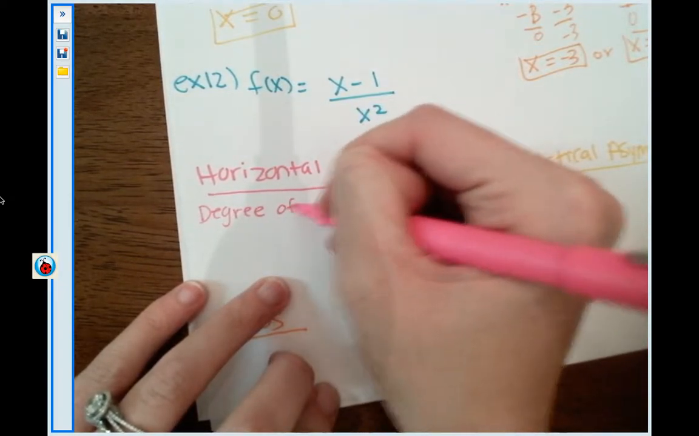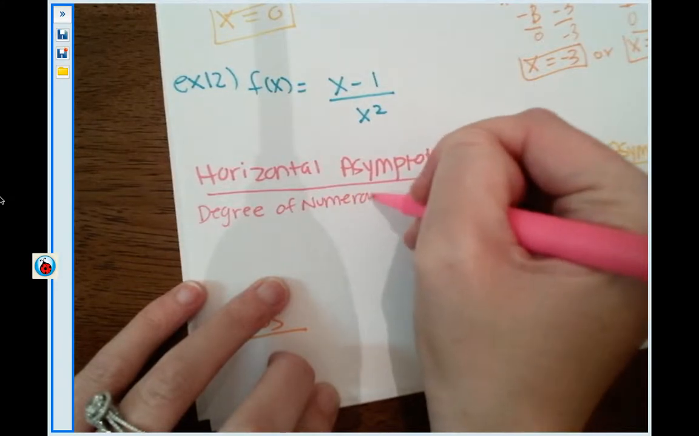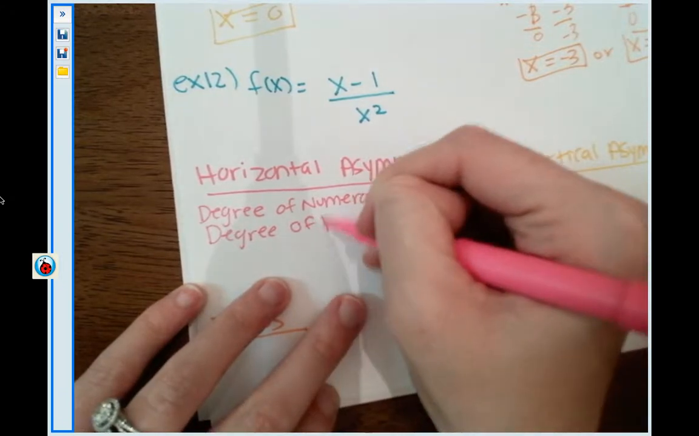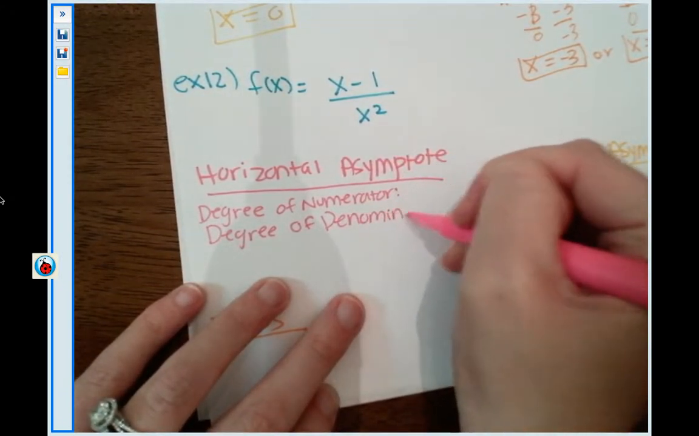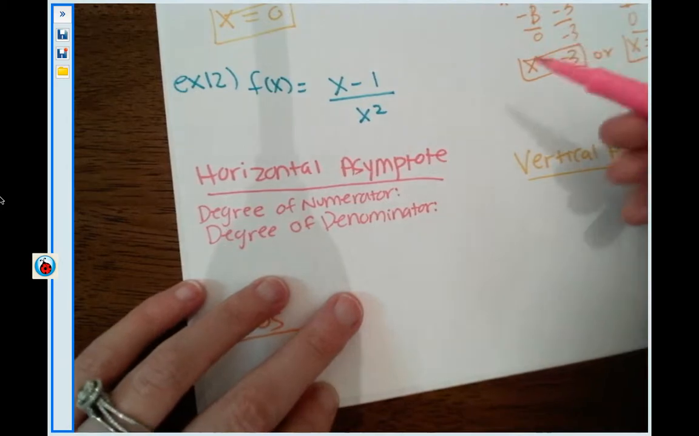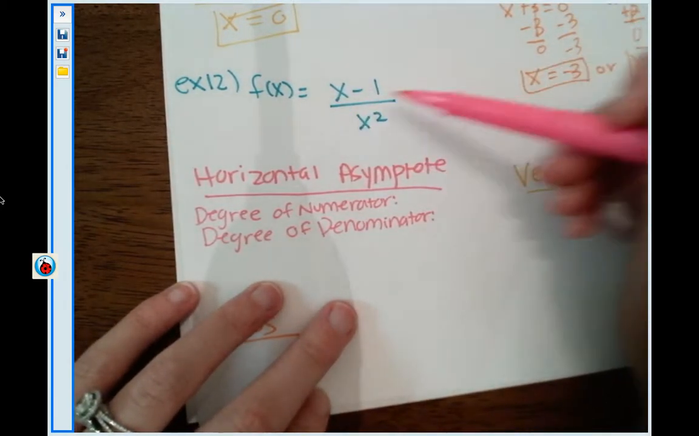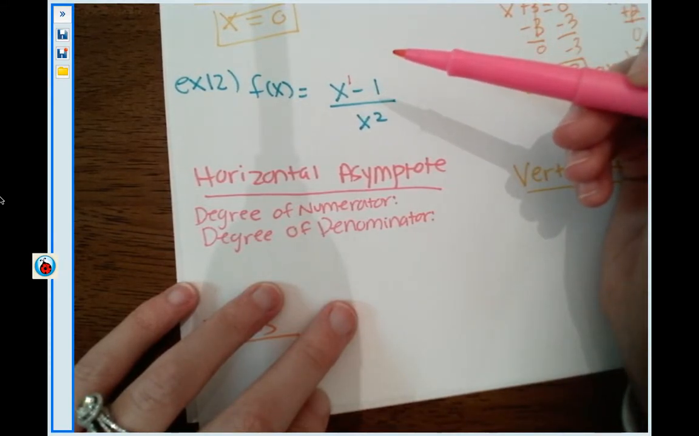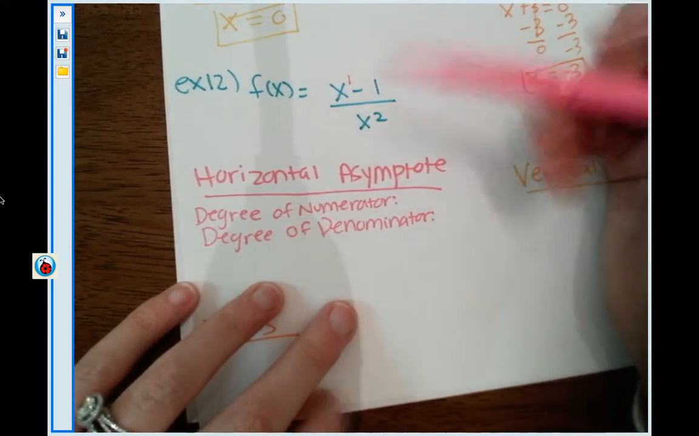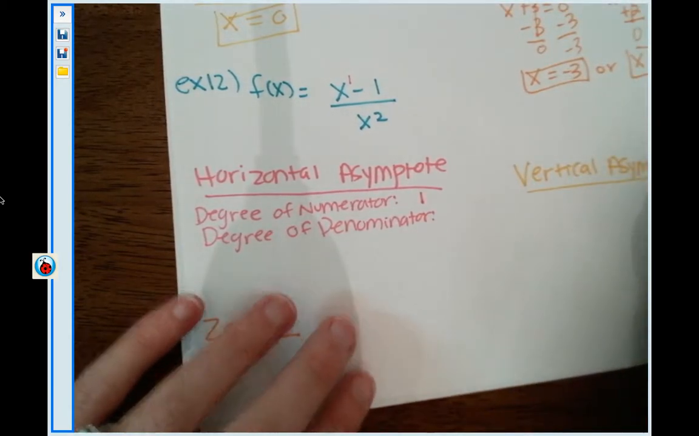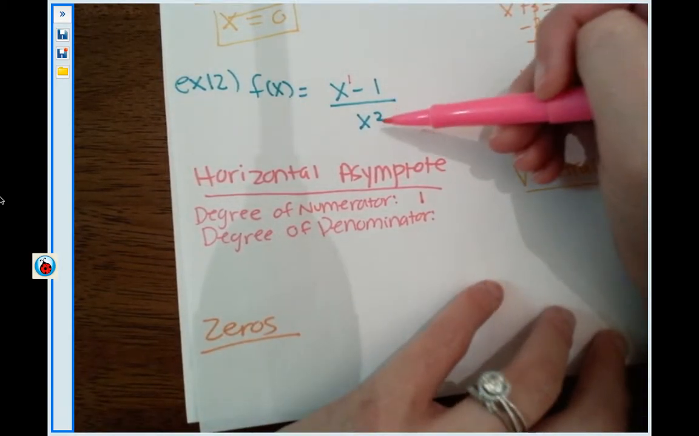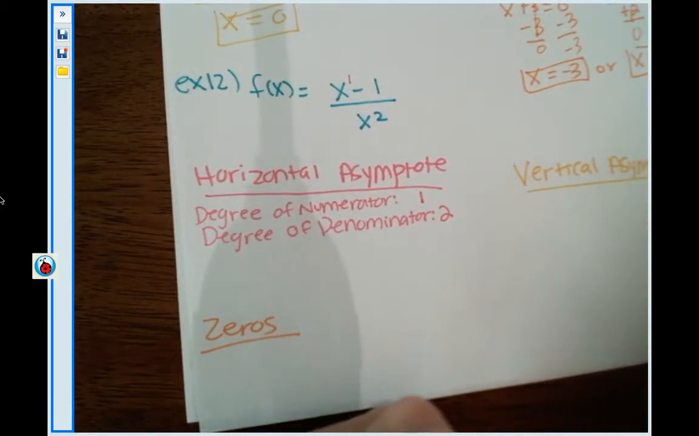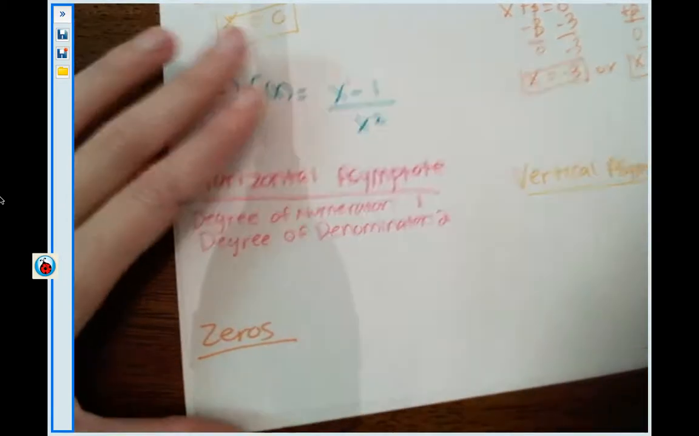So degree of numerator and degree of denominator. Alrighty, the highest exponent I see in the numerator, well, I don't see one, which means there's secretly a 1 sitting there. So our highest exponent in the numerator is 1. And our highest exponent in the denominator, well, there's only 1, which makes it easy, right? It's a 2. Now I have to figure out which rule I'm going to use.